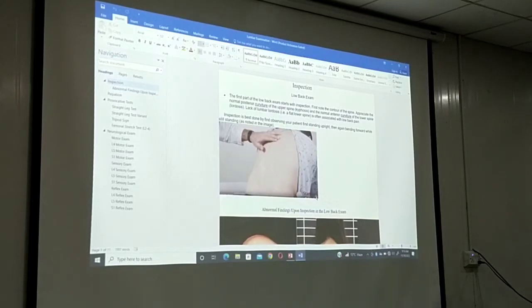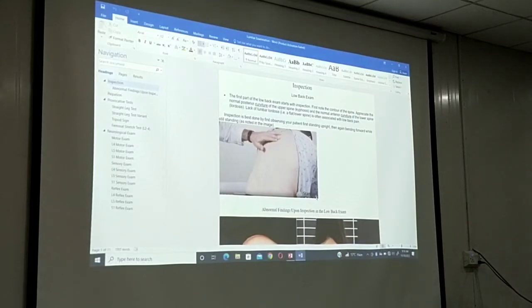Inspection is very important. When patients come to the OPD, the first part of the low back exam starts with inspection. First, note the contour of the spine: a normal posterior curvature of the upper spine, kyphosis, and the normal anterior curvature of the lower spine, lordosis. Lack of lumbar lordosis, a flat lower spine, is often associated with low back pain.